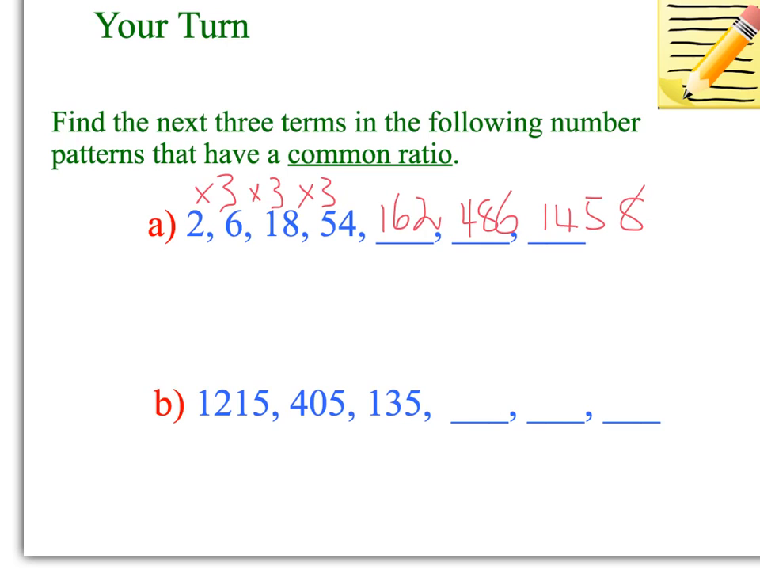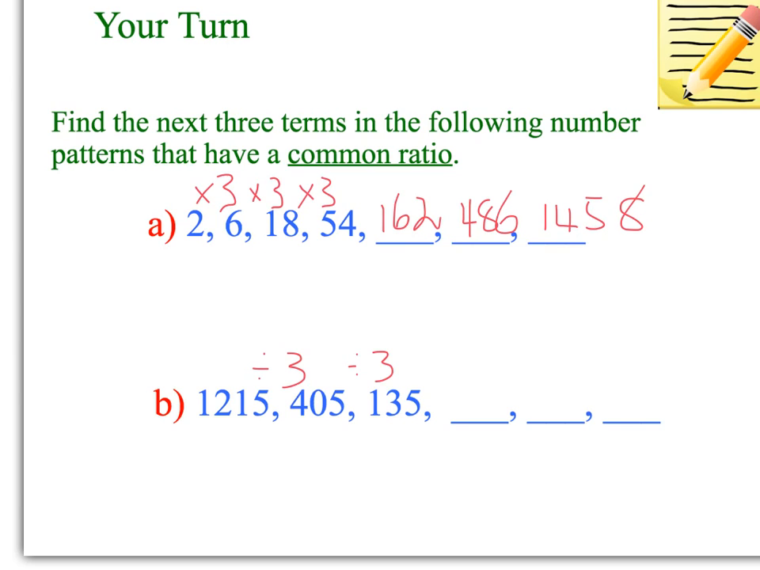Now this second example, we've got some massive numbers here. Now you know that's a common ratio, so you know that it's multiplication or division. So you know the number's going down, so it's decreasing, we need to divide obviously. So 1,215, and I'm just going to divide 405. So that's dividing by 3. And 405 divided by 135 is 3 as well. So we're dividing by 3 each time.